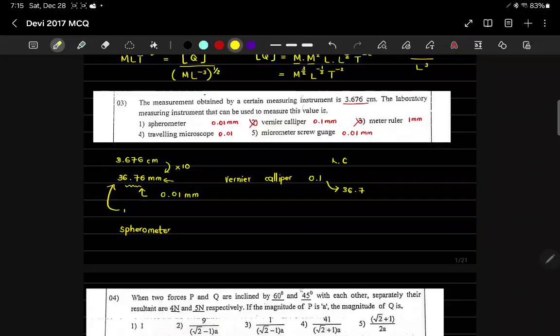And also, out of the two answers, traveling microscope and micrometer screw gauge, the fifth answer can also be disregarded. Even the micrometer screw gauge is not used to measure such answers. So the best answer here would be the traveling microscope.